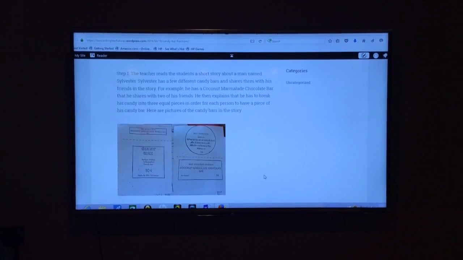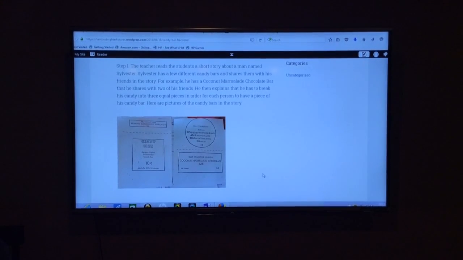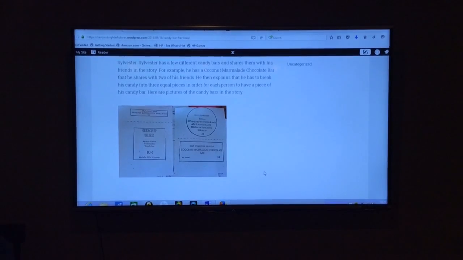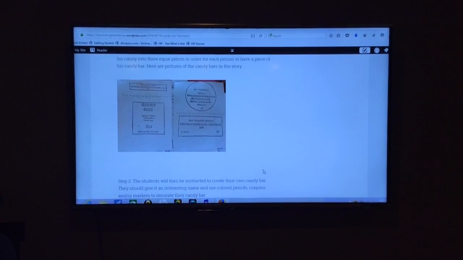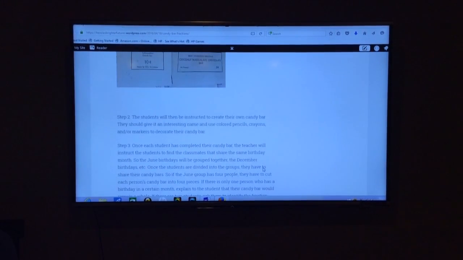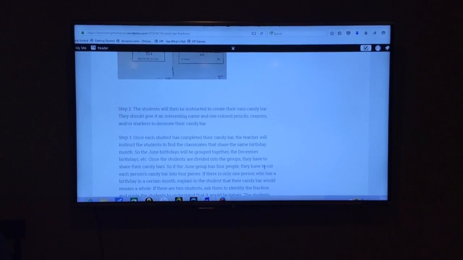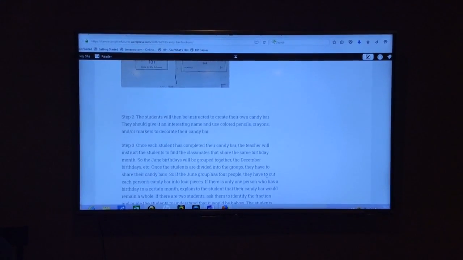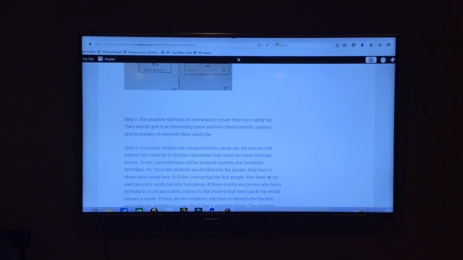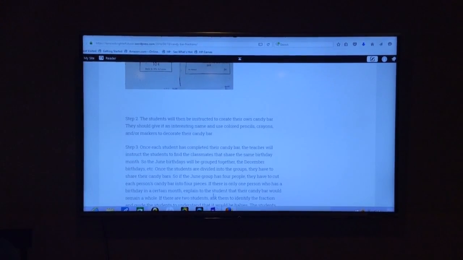And then he explains that he has to break his candy into 3 equal pieces, 1 for him and then 2 for his friends, so that they each have a piece of the candy. So those are some examples of the candy in the story. And then after that, you tell the students that they're going to create their own candy bar to share with their friends. And they need to give it an interesting name.